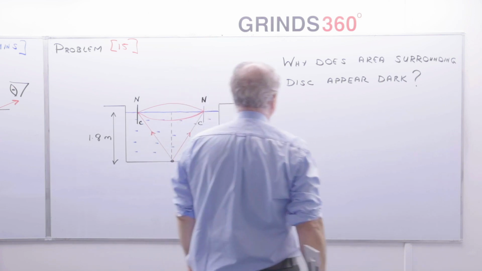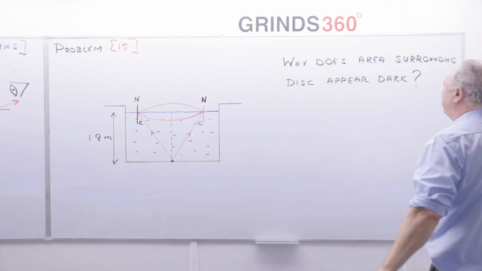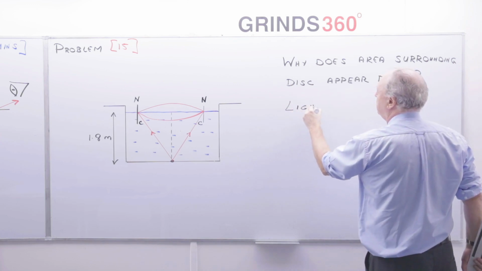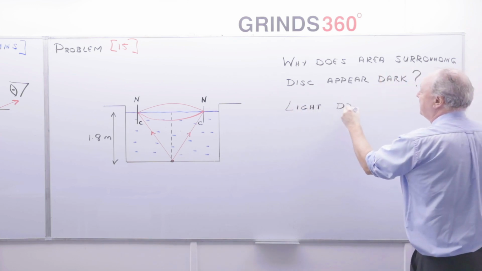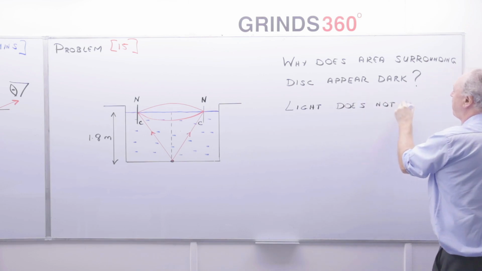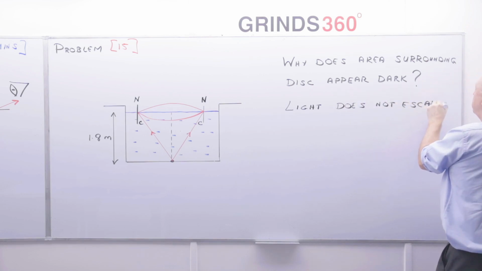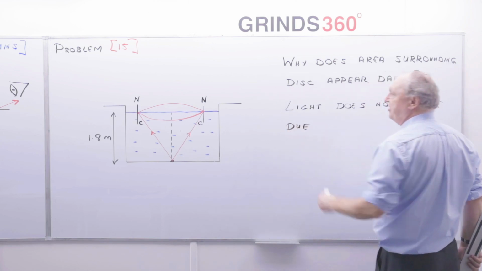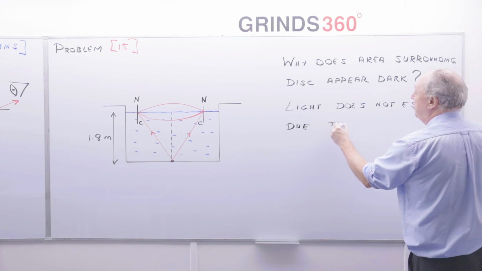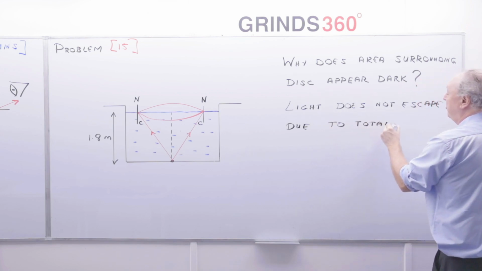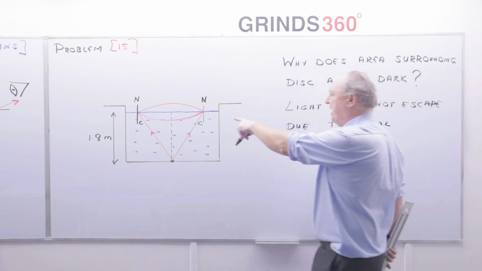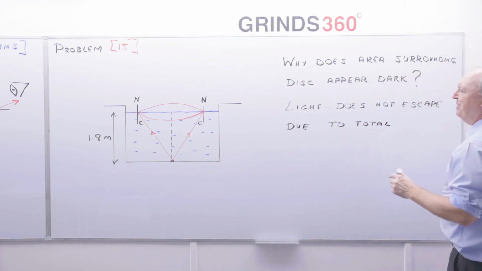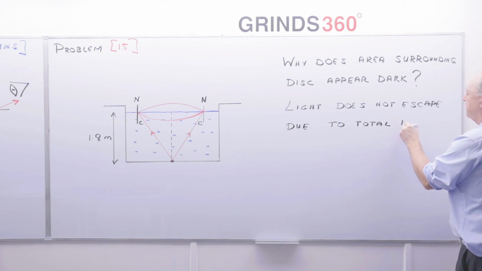So they're asking me the question, why does the area surrounding the disc appear dark? Because light does not escape. I suppose we could say due to TIR, but don't write down TIR, write down the whole thing. Due to total internal reflection. So anything to the right and left of those normals gets bounced back into the water and doesn't emerge, so it'll appear dark outside the disc.